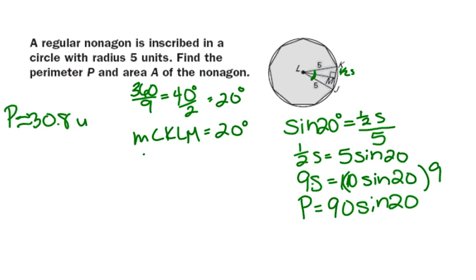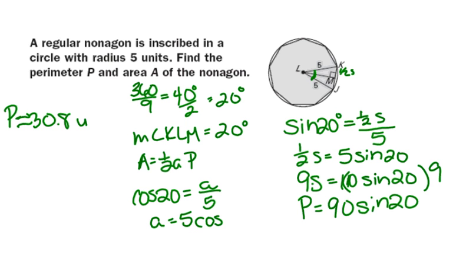Because for my area, I'm going to use my 1/2 little a big P formula. From the perspective of this angle, the apothem is the adjacent, and I've got the hypotenuse, so we're going to use cosine. So the cosine of 20 equals my apothem over my hypotenuse. So my apothem is going to equal 5 times the cosine of 20. Because we want the most exact answer that we can possibly get, we want to round as late as possible, so we're going to leave both apothem and perimeter in this format.